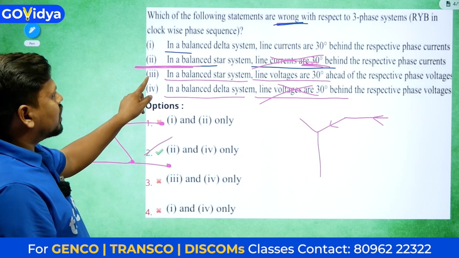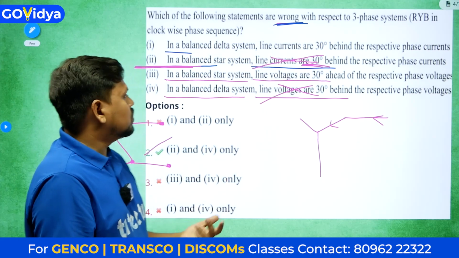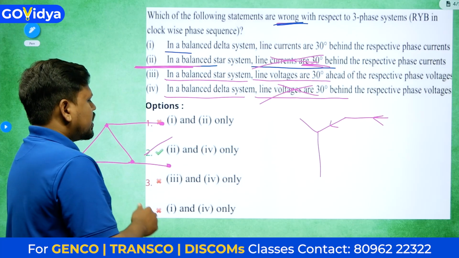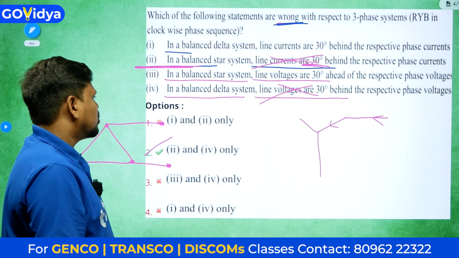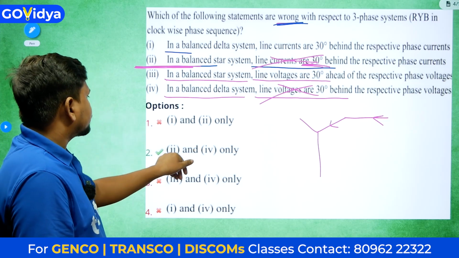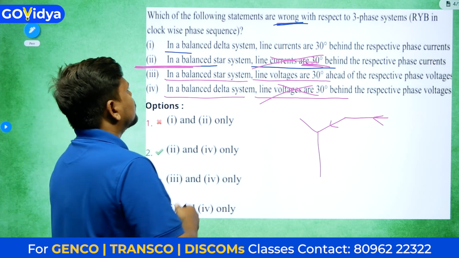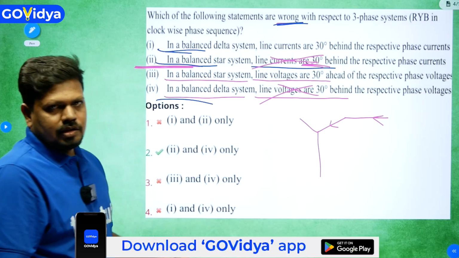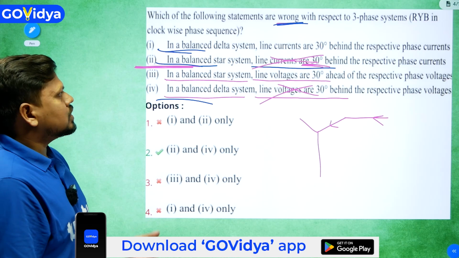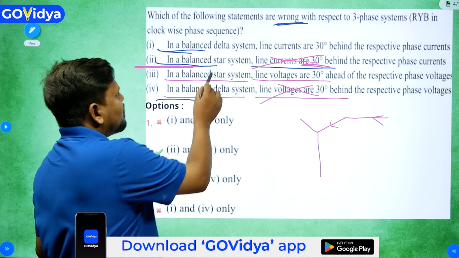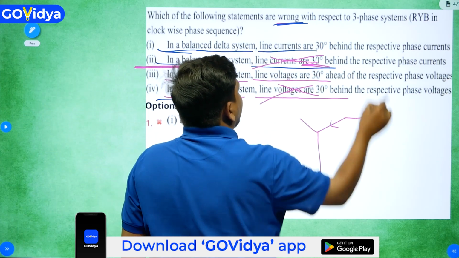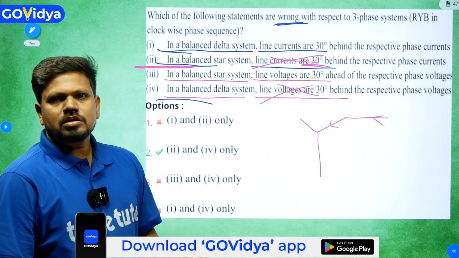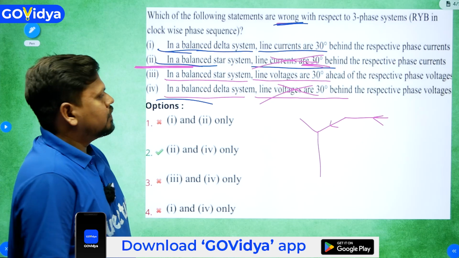But if you don't notice that it asks for wrong, then what will you give? Instead of 2 and 4 you would give 1 and 3. If a similar option is not there, then no problem. We have to check whether the remaining two are correct or not. Not now in the examination, but generally you need to check these two. In a balanced delta system, line currents are 30 degrees behind respective phase currents. Write this down now, because it will be useful for our future examinations.